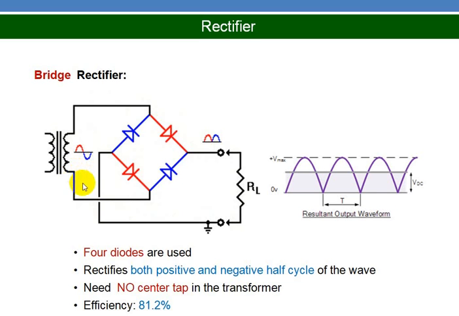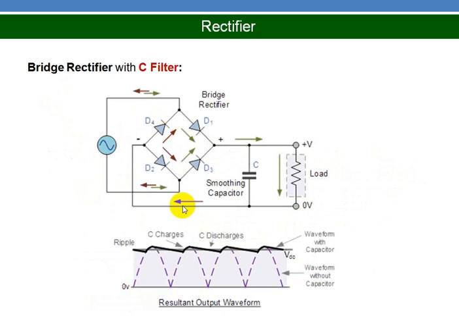During the negative half cycle, this end will be plus with respect to this. So the current will be flowing from the lower end through these blue diodes, then through this resistance coming here, and then through this diode and returning to the terminal of the winding. So in this case also, the circuit rectifies both positive and negative half cycles. So we'll get a waveform like this, and efficiency is 81.2%.